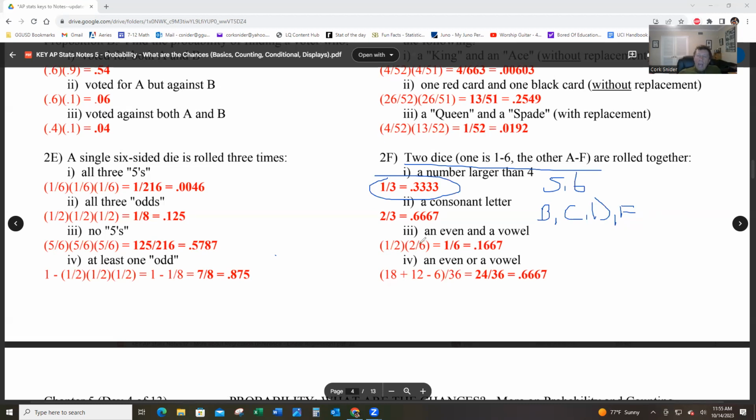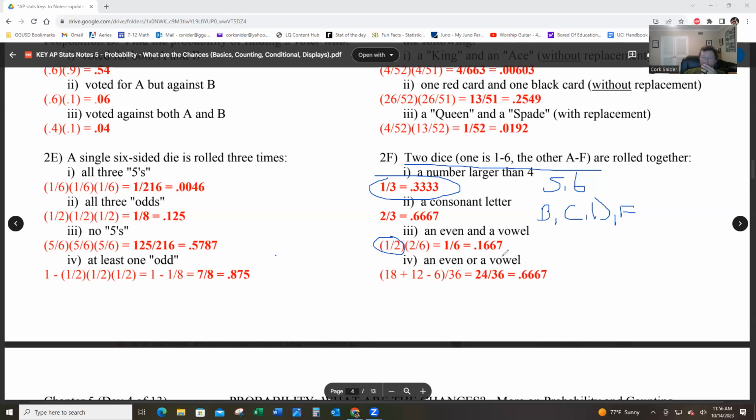Okay. An even and a vowel. What are the chances of getting an even number? There's a 50% chance of that on the first die. And remember, these are independent events, so you can multiply them because these dice have nothing to do with each other. An even number is 2, 4, 6. There's 3 out of 6. And then a vowel is going to be A and E. So it's going to be a half times 2/6, which is 1/6.